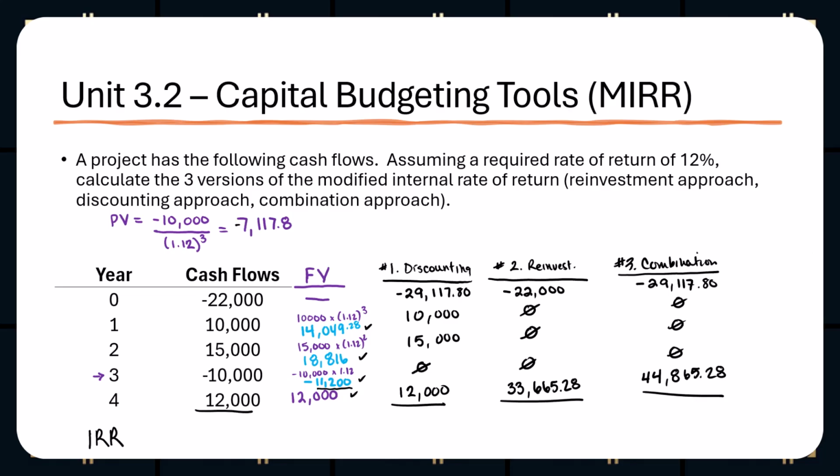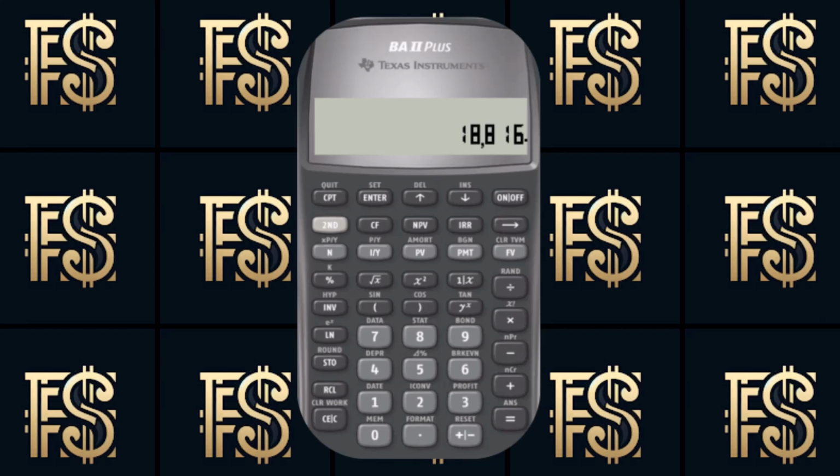The last step here is to use our financial calculator and find the IRR for all 4 of these sets of cash flows, and then we'll compare it to the required rate of return of 12% and determine whether or not we are going to accept or reject this project. All right, let's go into our cash flow worksheet. Let's clear it out. Again, we're just going to start with the original cash flows. That's negative $22,000 on the time 0 cash flow, $10,000 on the time 1, $15,000 on the time 2, negative $10,000 on the time 3, $12,000 on the time 4 cash flow.